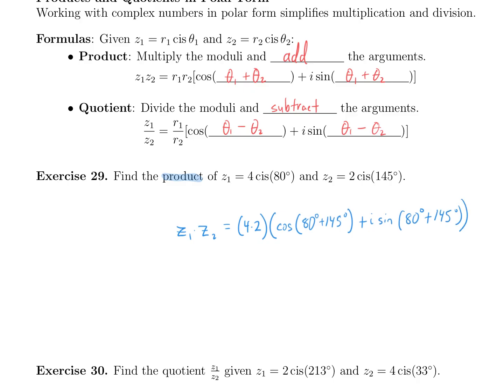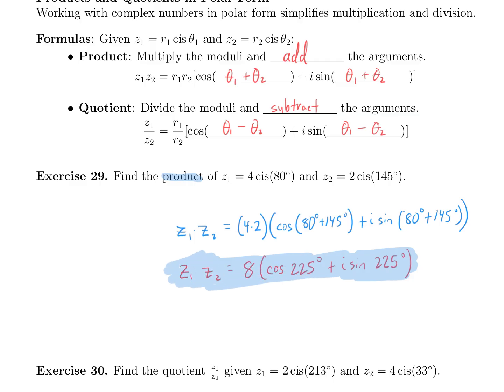And that should take care of that problem. So after you multiply the moduli, you get 8. And when you add the arguments, you should get 225. And that is it. So it's pretty simple to multiply two complex numbers when they're in polar form. It's actually easier to multiply them when they're in polar form versus when they're in rectangular form.